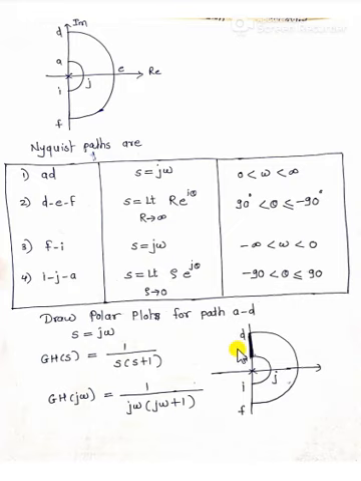So our first path is this one, AD, where I make it bold, AD path. Here S is j omega, as the table indicates. The problem is GH of S is 1 upon S into S plus 1. Now replace S with j omega. GH of j omega is equal to 1 upon j omega into bracket j omega plus 1.